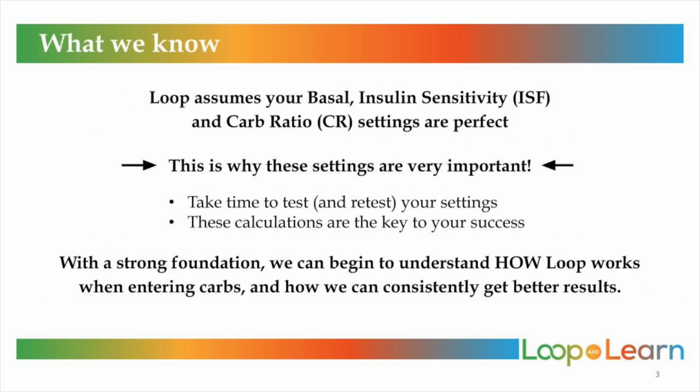So let's begin with what we know. Loop assumes that your basal, insulin sensitivity, or ISF, and carb ratio are perfect. This isn't a set it and forget it system. As a user, we need to take the time to test and retest these settings, sometimes more often than not, as they are the key to our success. Only with this strong foundation, and looking then at the data Loop is giving us, can we consistently get better results. If you need help figuring out these settings, please read over the Loop docs or reach out on the Loop and Learn Facebook group.